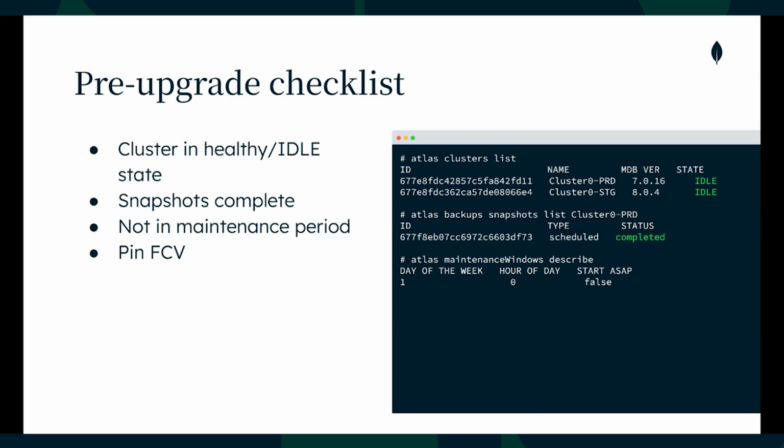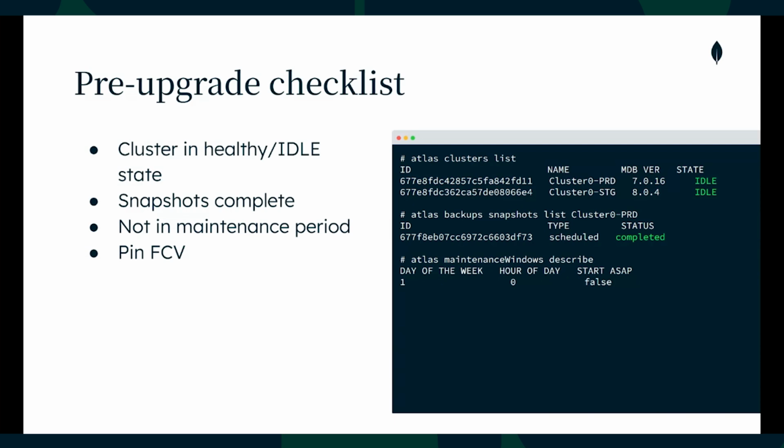Now, first of all, I need to check that the cluster is in a healthy state. I'll use the command line interface to check that. We want to see that both clusters are in idle state, and that's what we want. I'm also going to check that I'm not currently taking a snapshot or making a backup. Here I should see that my scheduled backup is in a completed state. And then I will ensure that I am not currently in an Atlas maintenance window.